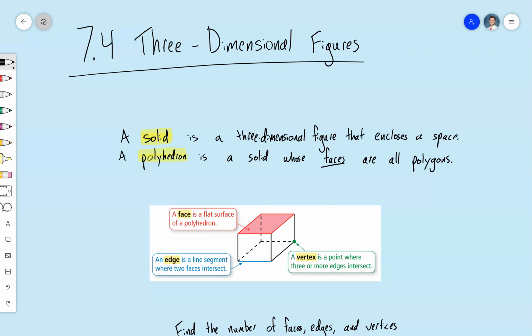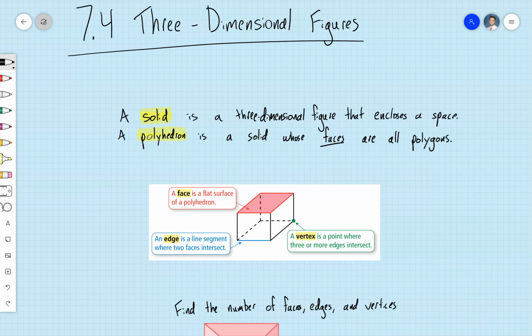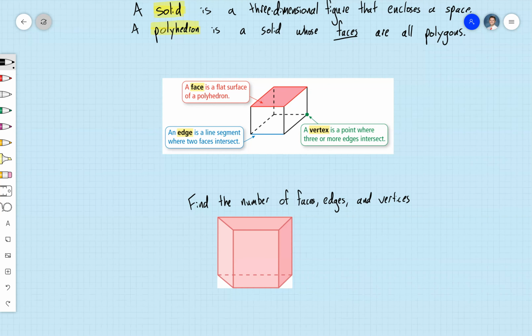So let's look at an example and see if we can identify the number of faces, edges, and vertices that this figure has. So first, let's start looking at the faces. Remember, those are the flat surfaces. So we can see we've got one here. Sorry, let me highlight that for you. We've got one here. So that would be one.